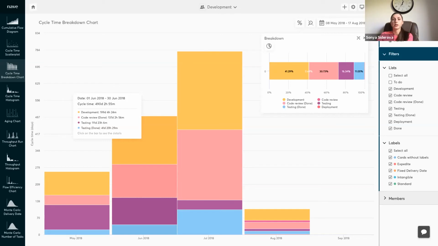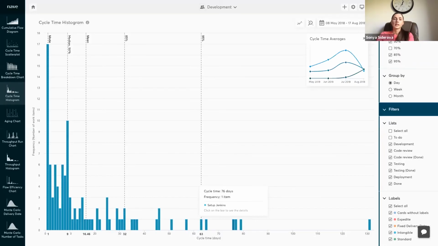The cycle time histogram shows the frequency distribution of the completion times of the tasks in your workflow, with frequency on the vertical axis and cycle time on the horizontal axis. By analyzing the distribution of your cycle times, you'll be able to determine whether there is too much variability in your process. A wide spread indicates your cycle time varies significantly and your workflow is inconsistent.